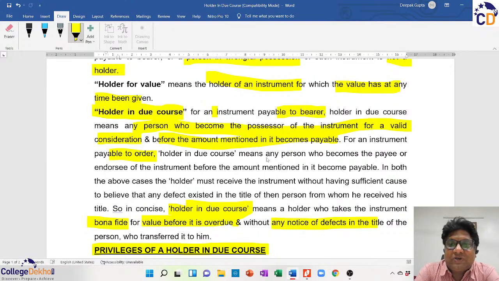So order instruments always have the name of the party who will receive the payment, that is the name of the drawee or the name of the payee. And in the case of bearer, there is no such name. We have either the endorsement as blank, that is, the name of the person who will receive the payment is blank, or it is specifically written to be the word bearer.